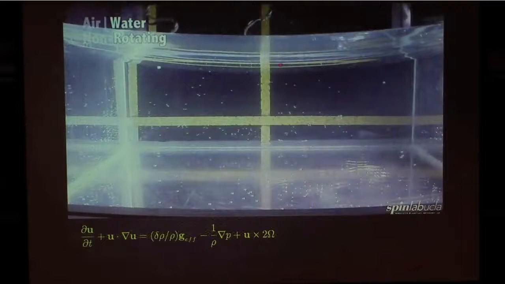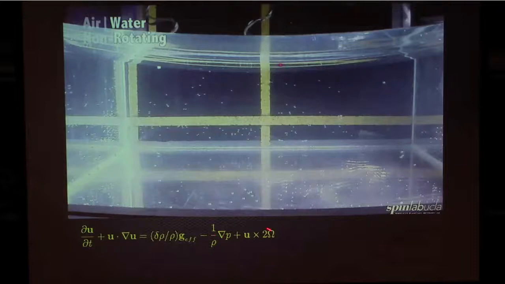Now we're going to drop dye. And when we do, we're going to worry about basically this equation. We've got acceleration. We've got our buoyancy times our effective gravity. We've got our pressure gradient. And we've got Coriolis. Okay.